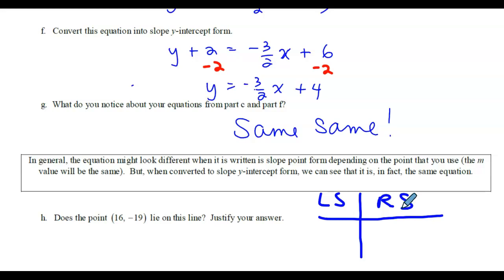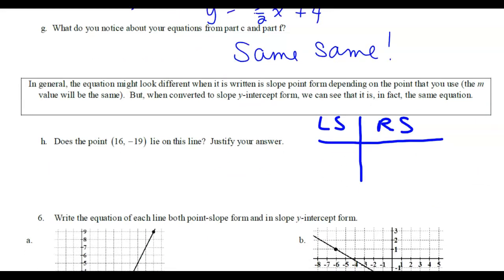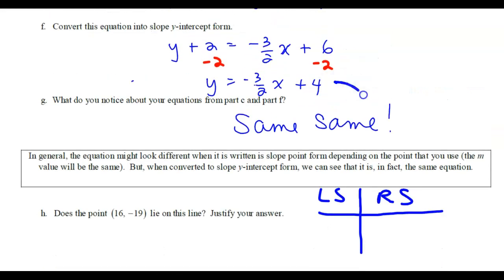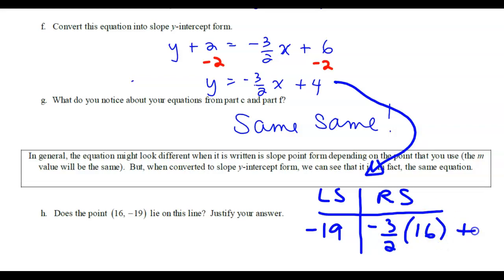So I separate it because it seems the easiest way to keep the left side separate from the right side into what I call a T chart. It's a big T. The equation that I'm checking is this one here, right? I'm just going to use the slope-intercept form. And so my y value, which is on the left side, is negative 19. On the right side, I have negative 3 over 2 times the x value, which is 16, plus 4.